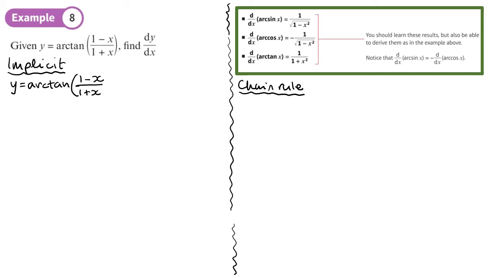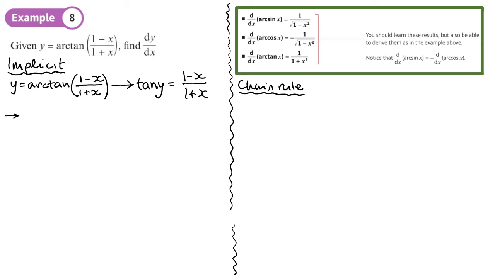Let's get that bracket right. So the first thing that we do is we do tan to both sides. That gets rid of the arctan. So you have tan y equals (1 minus x) over (1 plus x). The next step is we're going to differentiate it using implicit differentiation.